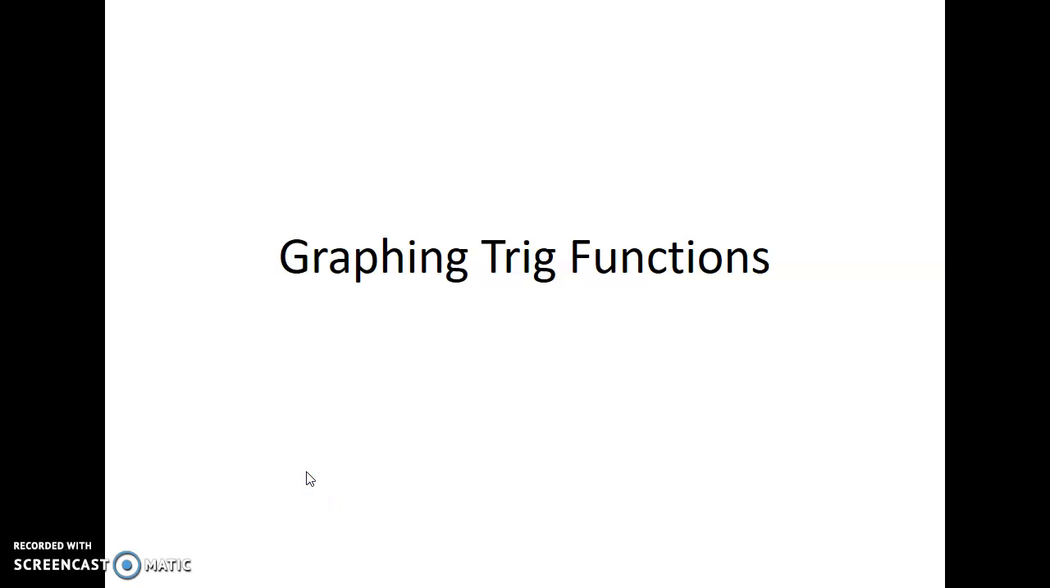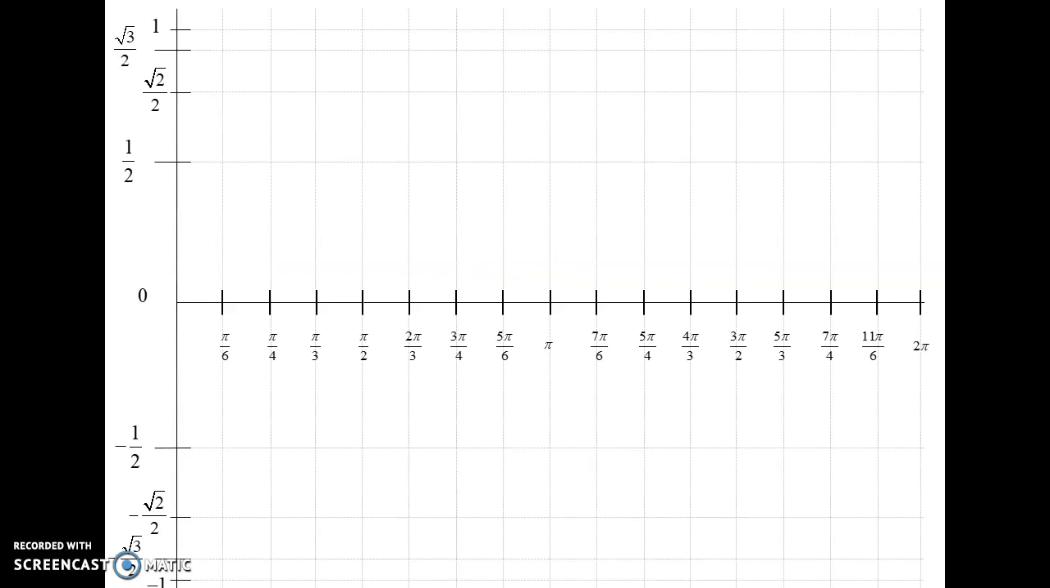So today we're going to show you how to take the information we took on the unit circle from yesterday and then use it to graph the trig functions of sine and cosine. Okay, so here we go. So this is what a coordinate plane would look like for a sine and cosine graph.